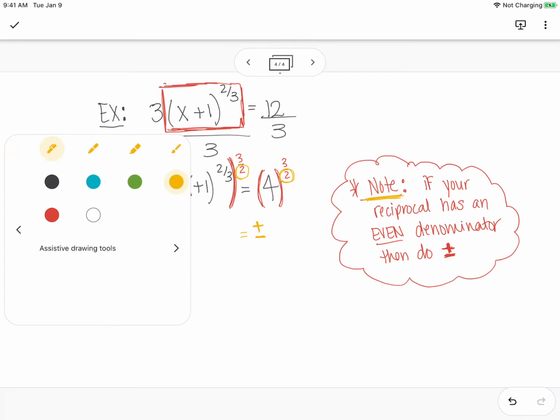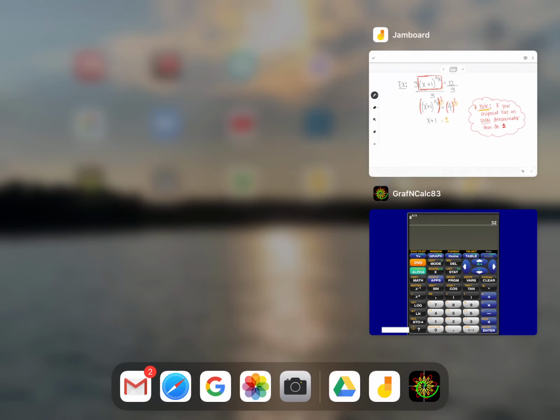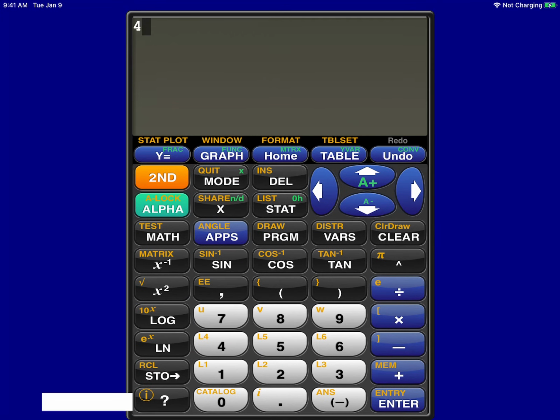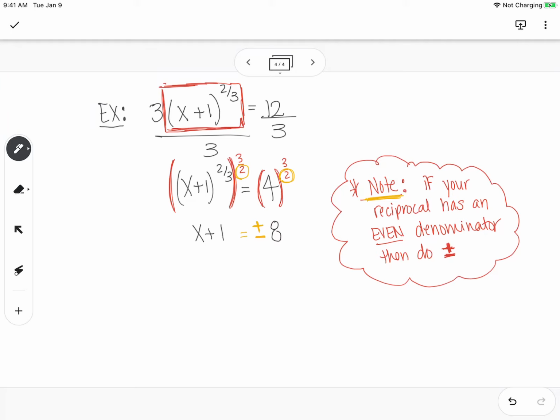All right, so this x plus 1 falls out. 4 to the 3/2 power, I'm going to go to my calculator. 4 caret to the 3/2 power gives me 8. So this is plus or minus 8. To solve this equation, I'm going to move my 1 over. So x equals -1 plus 8 and minus 8. So I need to simplify that just like we did with our square roots, our quadratic functions. So that gives me a -9, and that gives me a +7.